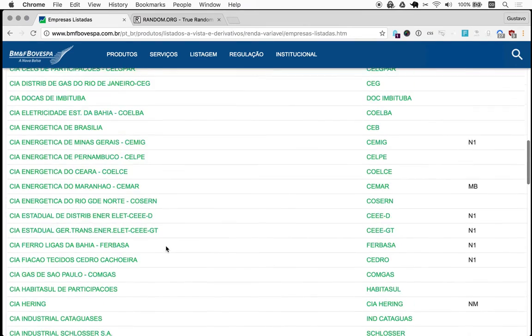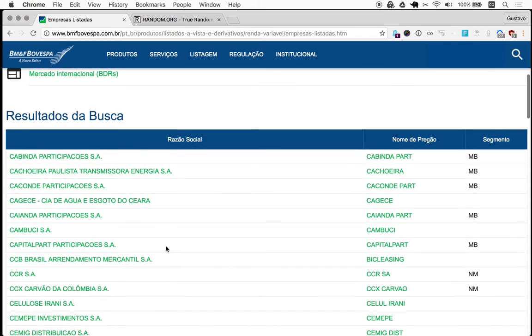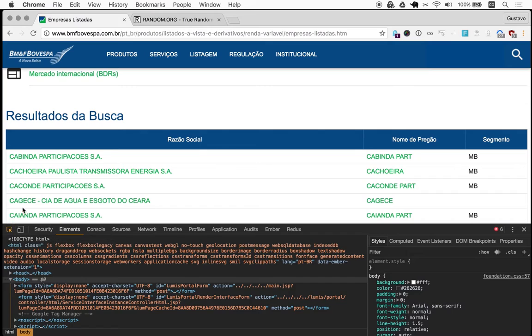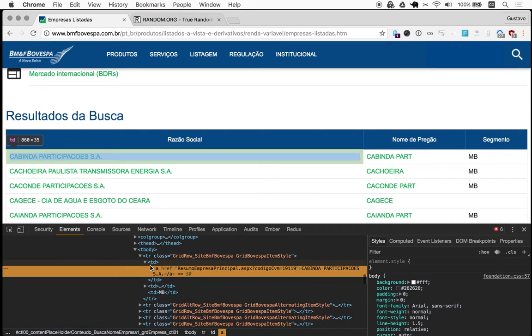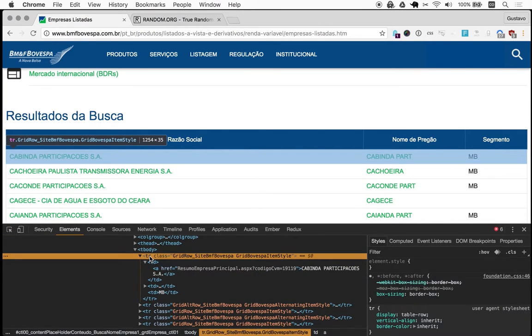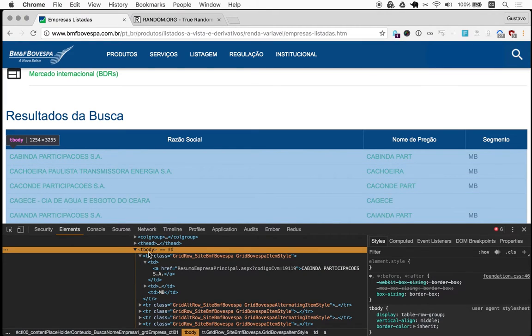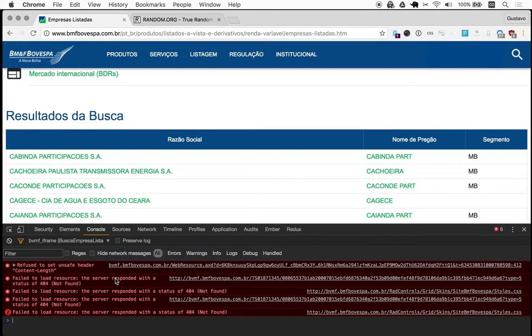So how do we figure out how many companies starting with a C are listed here? Well, we could, you know, just count them. I am a computer programmer, and I have a little tip for you. So if you look here, we have a lot of table rows, right? Inside tbody here. So I'm gonna do a little trick.